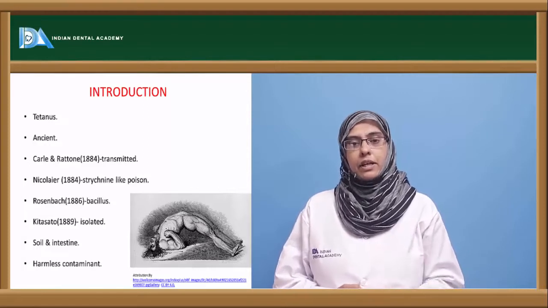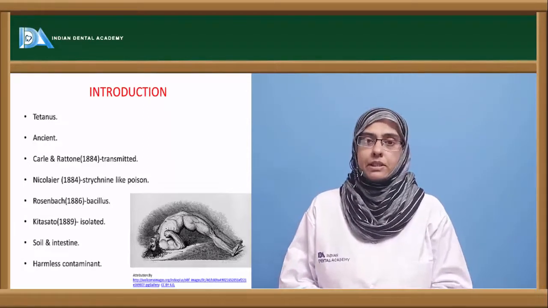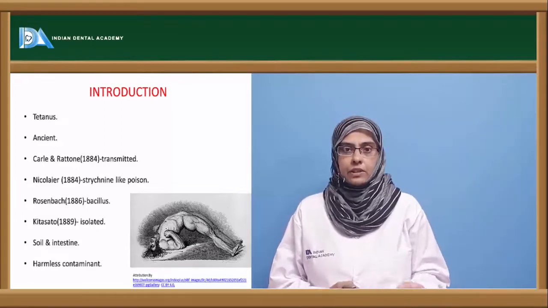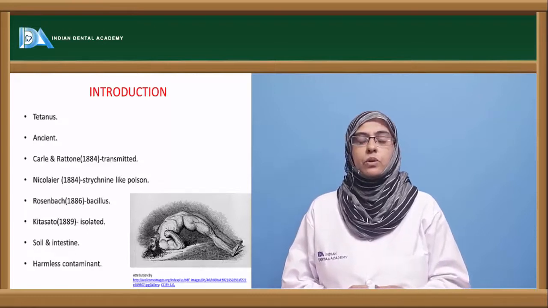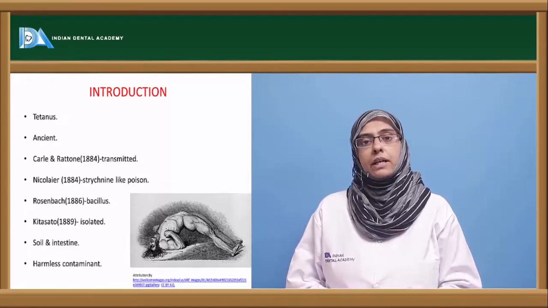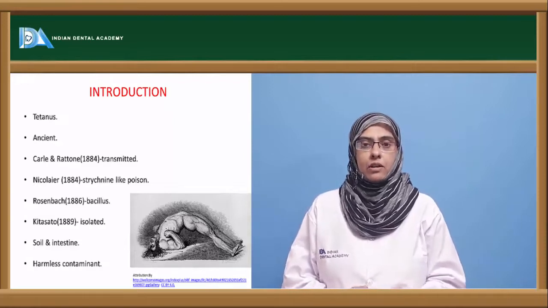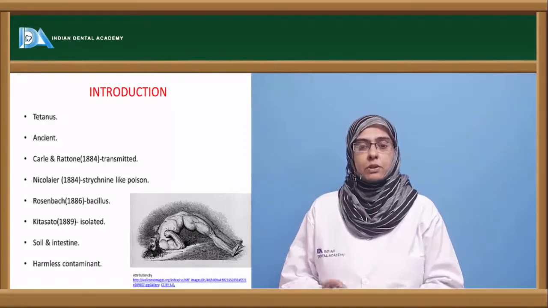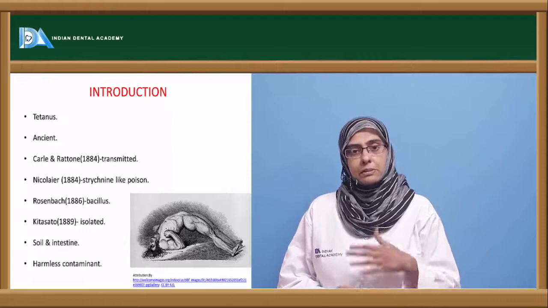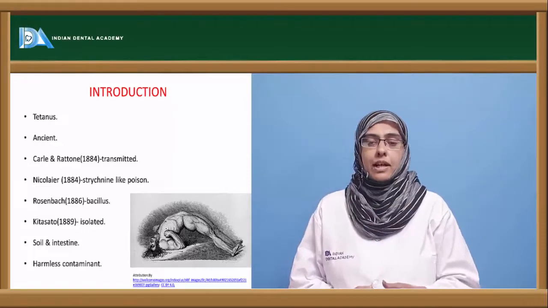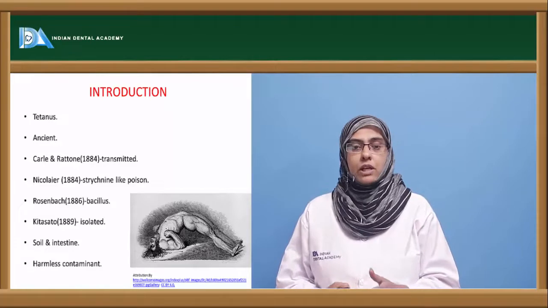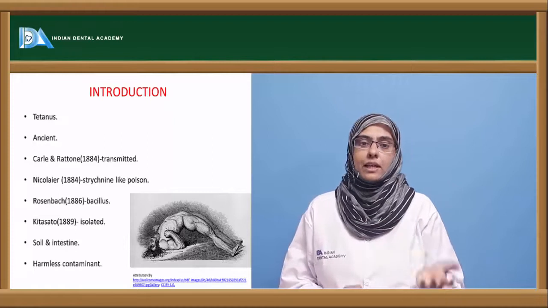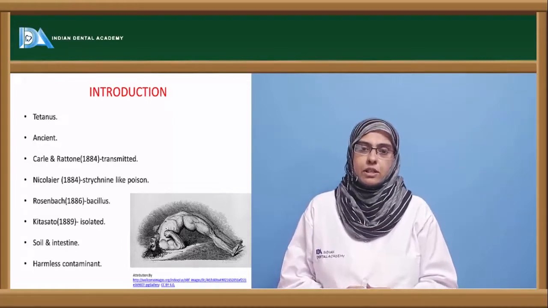The person who was able to transmit the disease to experimental animals, that is the rabbit, was Carle and Rattone in 1884. In the same year, Nicolaier demonstrated that the disease is caused by a poison-like compound secreted by the organism, which is similar to strychnine. But the difference between strychnine and this toxin is that tetanospasmin usually acts presynaptically, whereas strychnine acts postsynaptically. So the discovery that the disease is not caused by the organism itself but by the toxin released by the organism was demonstrated by Nicolaier.